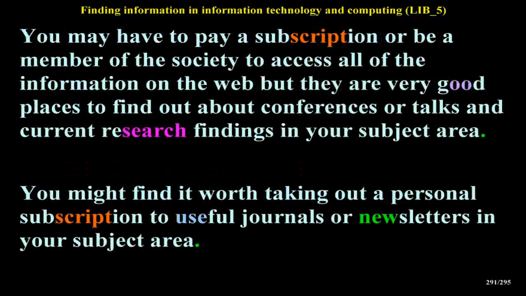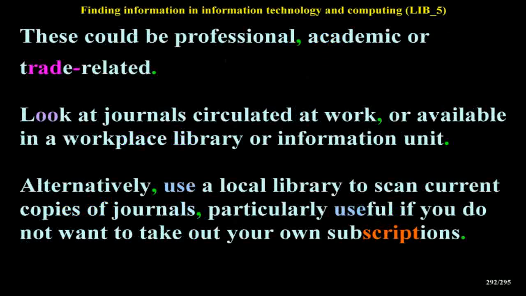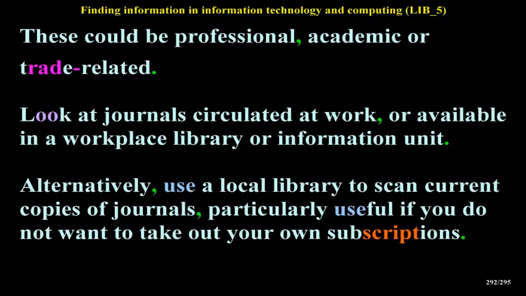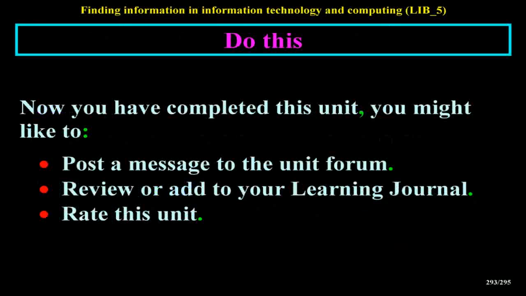You may have to pay a subscription or be a member of the society to access all of the information on the web, but they are very good places to find out about conferences or talks and current research findings in your subject area. You might find it worth taking out a personal subscription to useful journals or newsletters in your subject area. These could be professional, academic or trade-related. Look at journals circulated at work, or available in a workplace library or information unit. Alternatively, use a local library to scan current copies of journals, particularly useful if you do not want to take out your own subscriptions.